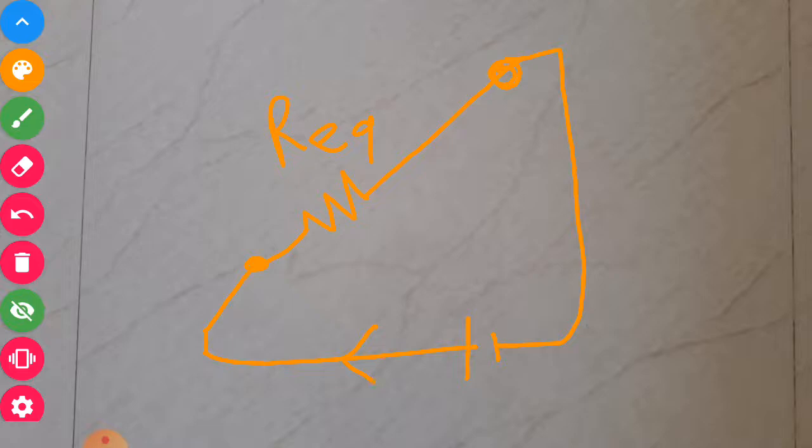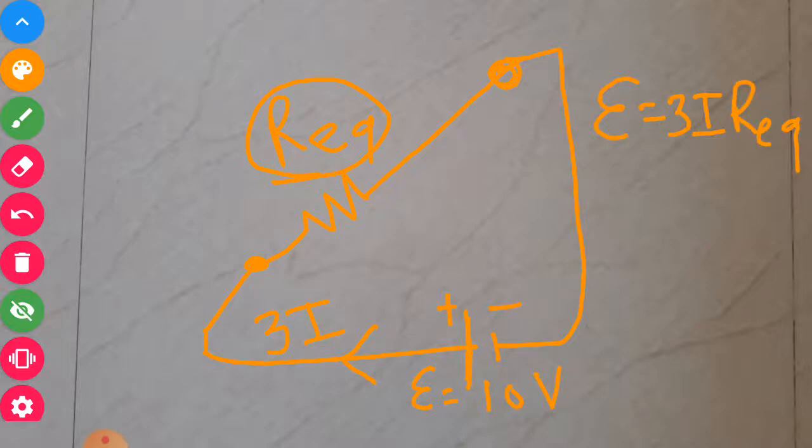So the current should be 3I. If that resistance Req is the same as that of the cube, then the current should not change from that battery, which is of 10 volt. So the current must be 3I, which is coming out from the positive terminal. Now Ohm's law you can apply. We take E is equal to 10 volt. So E is equal to I into R, but here the current is 3I, multiplied by resistance Req. So 3I into Req.